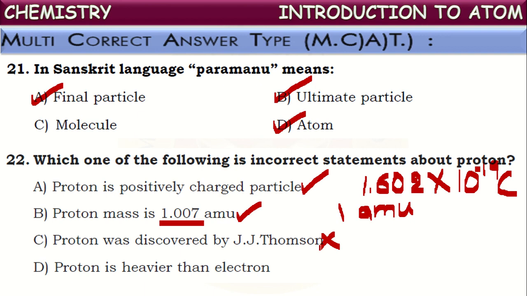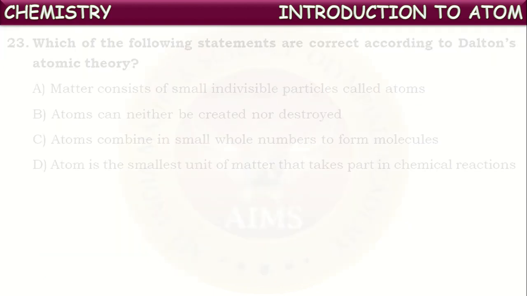Next, proton is heavier than electron. Is it correct? Yes. Proton is much heavier than electron. If you compare the mass of electron and proton, the mass of one proton is equal to the mass of 1837 electrons. Around 2000 electrons on one side would be balanced by the mass of one proton on the other side. So comparatively, the mass of proton is much heavier than the electron's mass. So this is also a correct statement. What will be the correct answer? A, B, D.